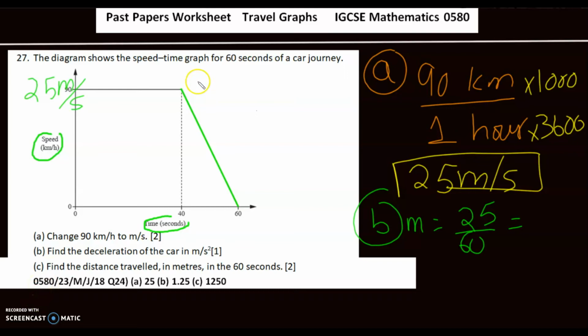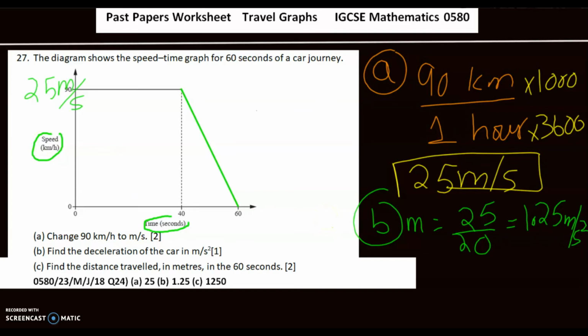Sorry, it wasn't upon 60. It's supposed to be upon 20 because the run is 20. So 25 upon 20 gives us 1.25 meters per second square.